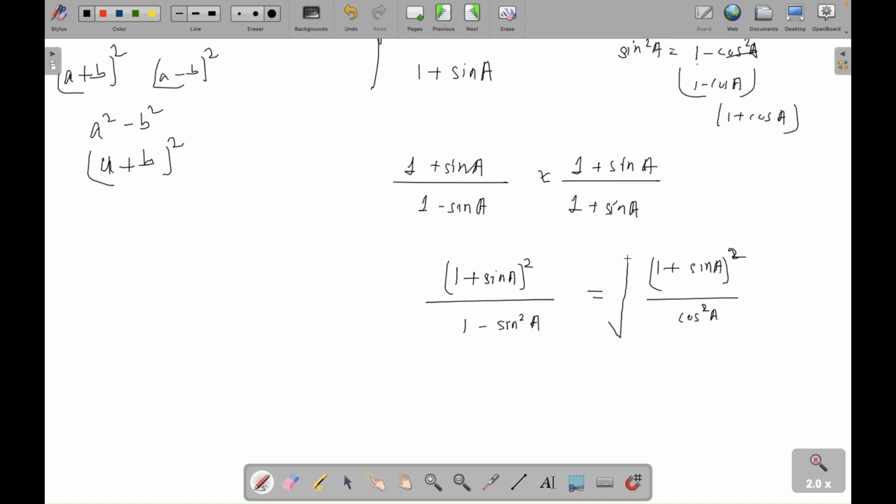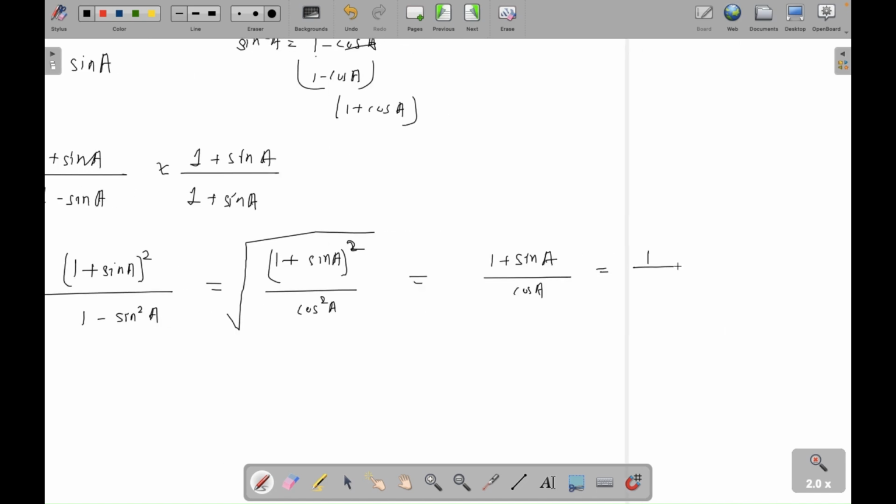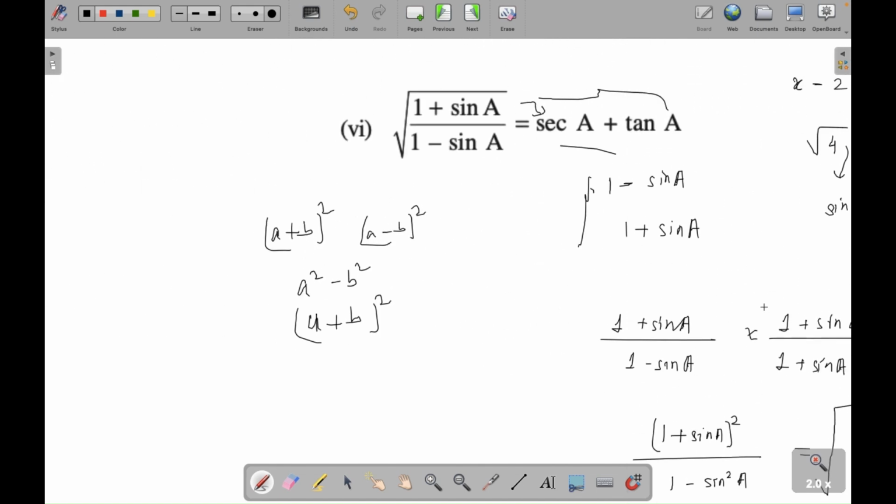Now we can take this square root over this. So if I remove this square root, I'll get 1 plus sine a upon cos a. Then I can write this as 1 upon cos a plus sine a upon cos a. 1 upon cos a is sec a and sine a upon cos a is tan a. Okay, so this is the answer.